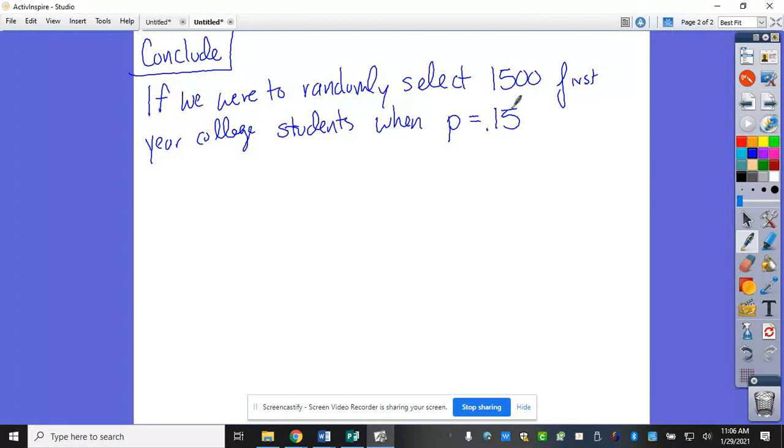So if we were to actually randomly select them, when the parameter that you're telling me actually was true, then, and I'm answering in words what we just did, what did we find? Found a probability.